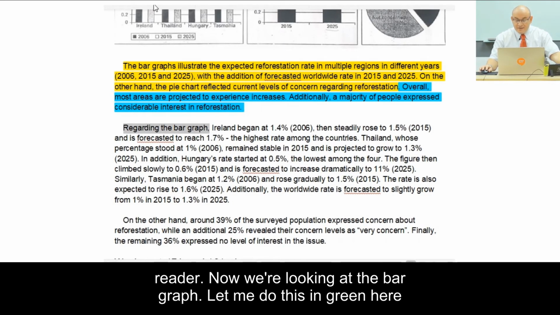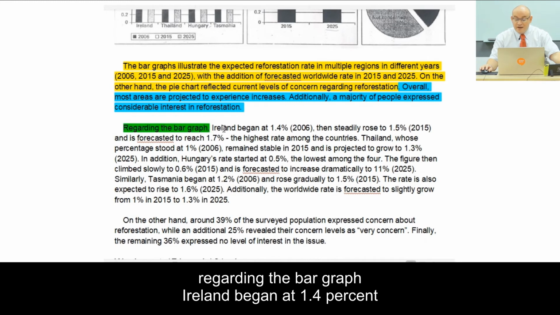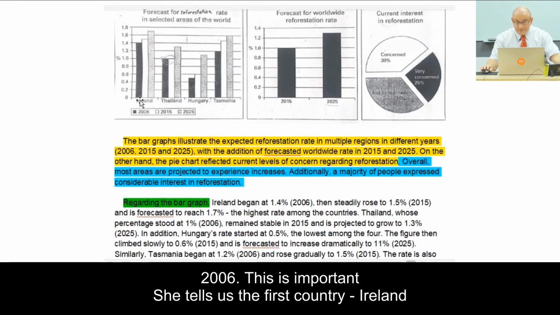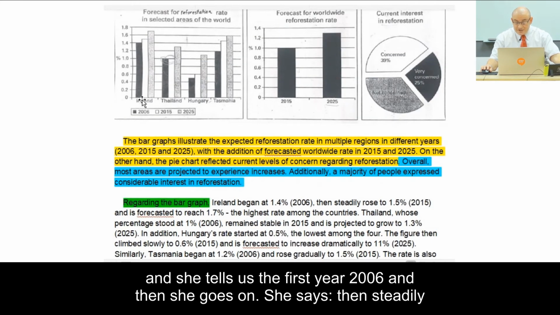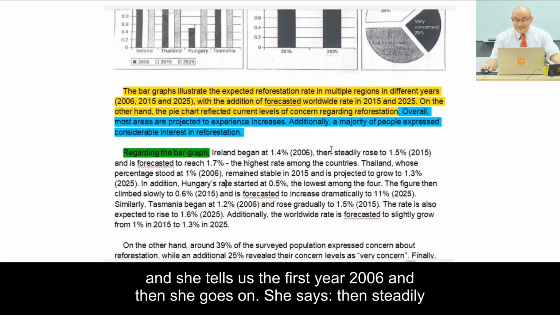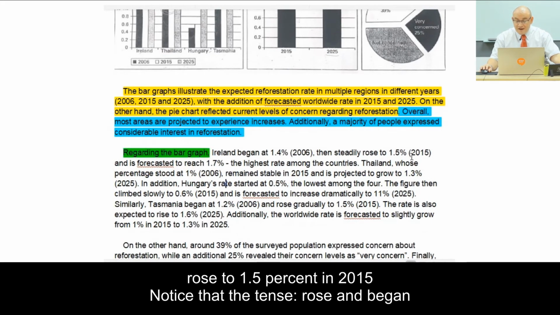It tells the reader, now we're looking at the bar graph. Let me do this in green here. Regarding the bar graph, Ireland began at 1.4%, 2006. This is important. She tells us the first country, Ireland, and she tells us the first year, 2006. And then she goes on, she says, then steadily rose to 1.5% in 2015.